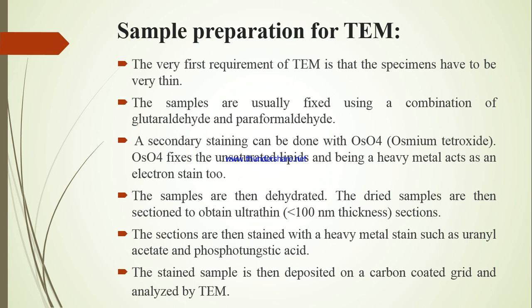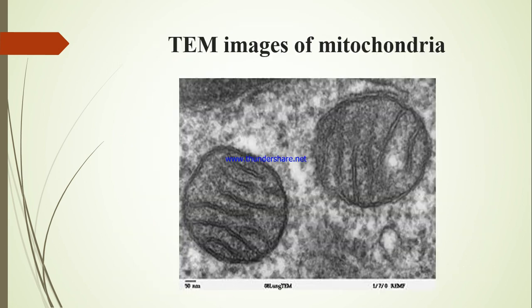The stained sample is then deposited on a carbon-coated grid. Here the sample is not coated with a coating material; rather, the sample-holding grid is coated with carbon and analyzed by the transmission electron microscope. This is an example of a transmission electron microscope image of mitochondria.